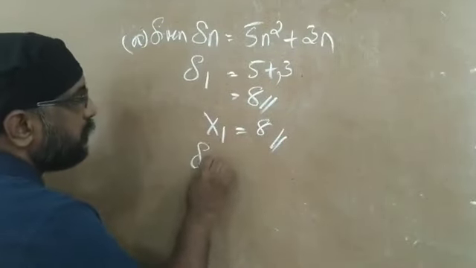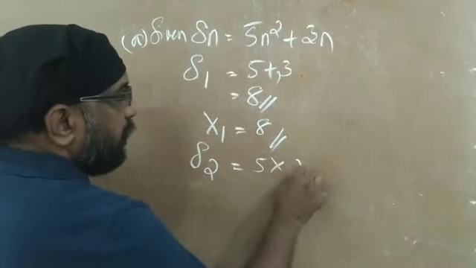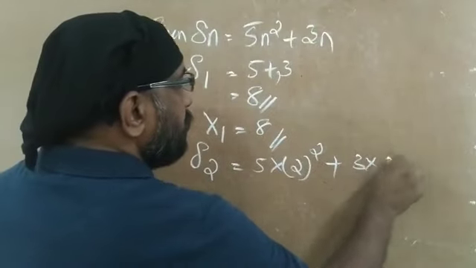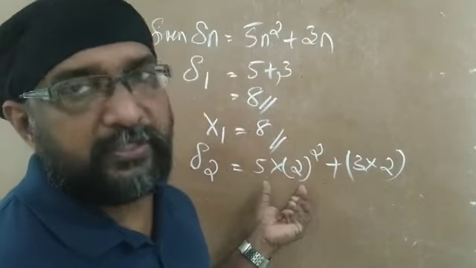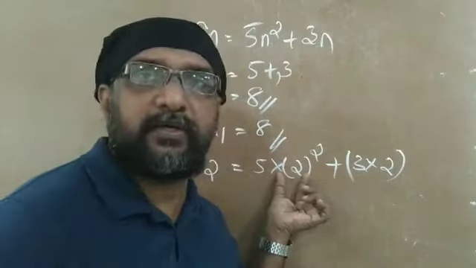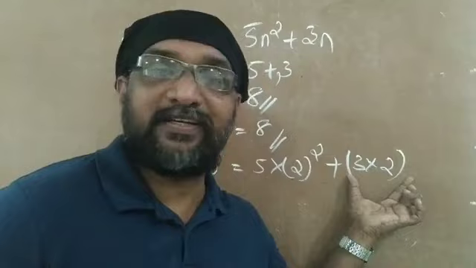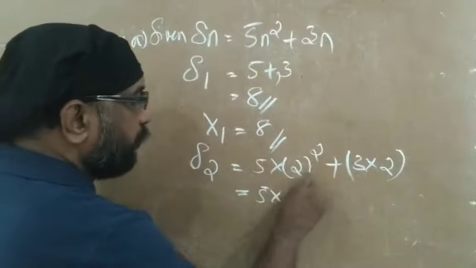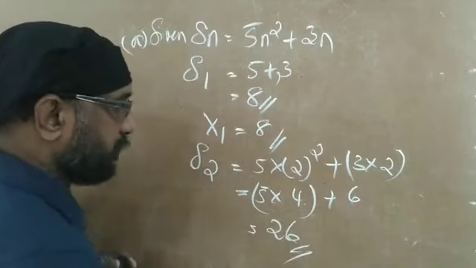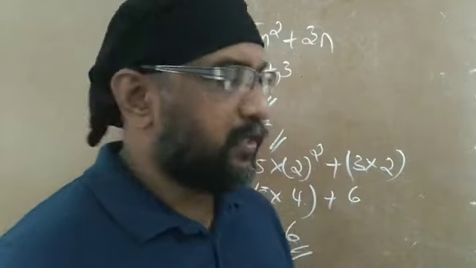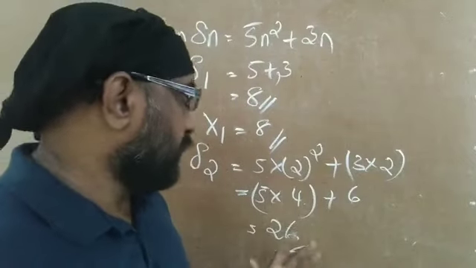But if you substitute 2 for n, let us see what you get. S2 is equal to 5 into 2² + 3 into 2. You have to mind the importance of brackets in mathematics. Don't forget to give brackets here, single brackets, and here also some brackets are needed. It is equal to 5 into 4 + 6, which is 20 + 6, equal to 26.